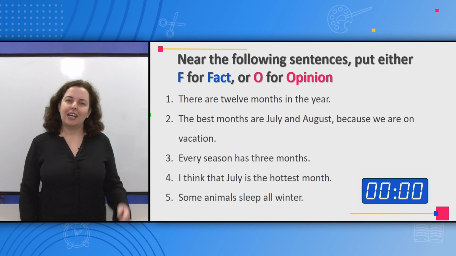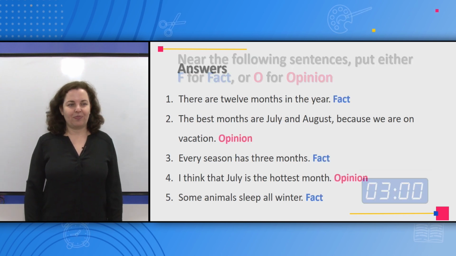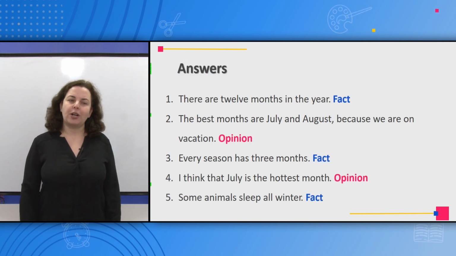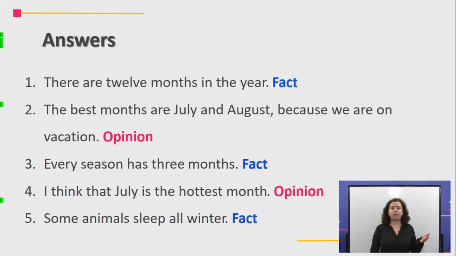Welcome back. Let's look at your answers. What did you write for number 1? There are 12 months in the year. Of course it's a fact. It's not an opinion. I don't think there are 12 months. It's a fact. We know there are 12 months in the year.